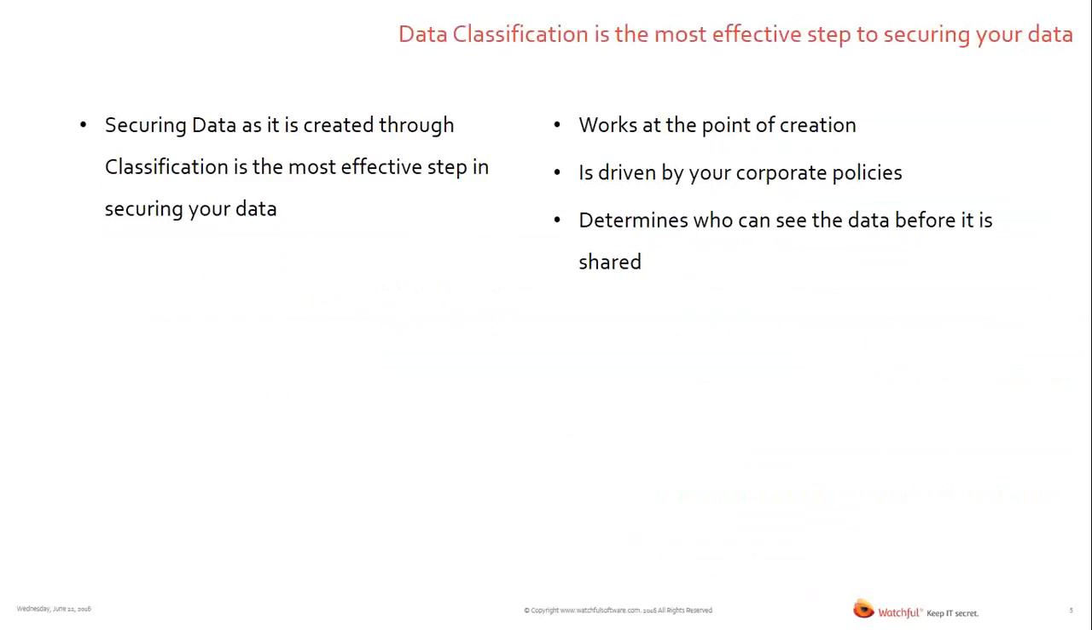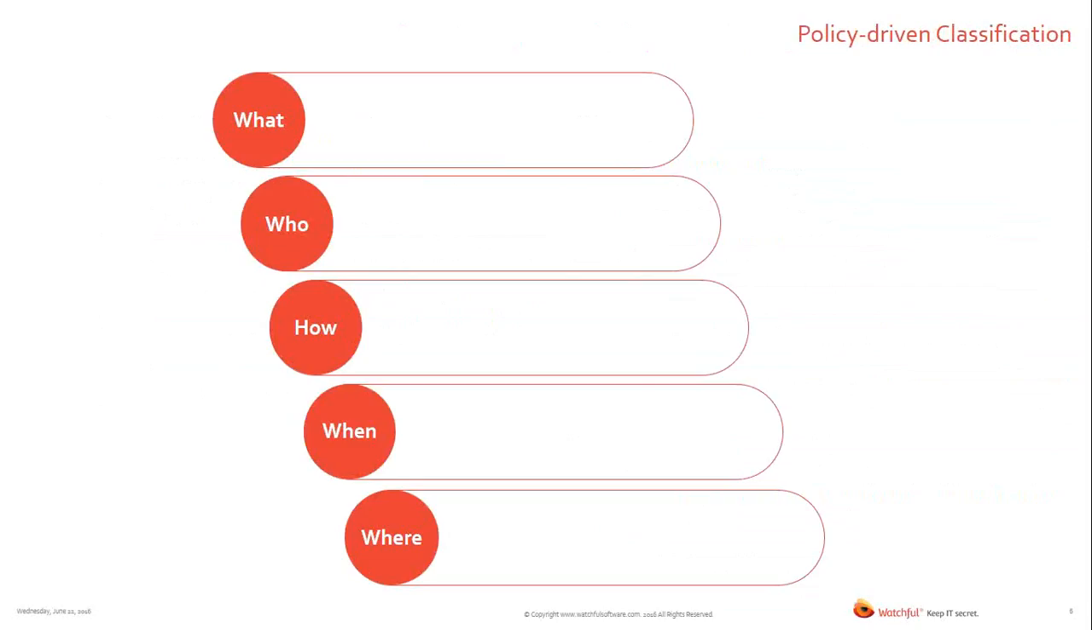So once your corporate security policies are developed, securing data as it is created through classification is really the most effective step in securing your data. This works at the point of creation. It's driven by your corporate policies, and it determines who can see the data before it is shared, and it protects it wherever it travels. So securing data through classification is really the first line of defense, versus the old style of protecting the perimeter, because it travels wherever the data goes.